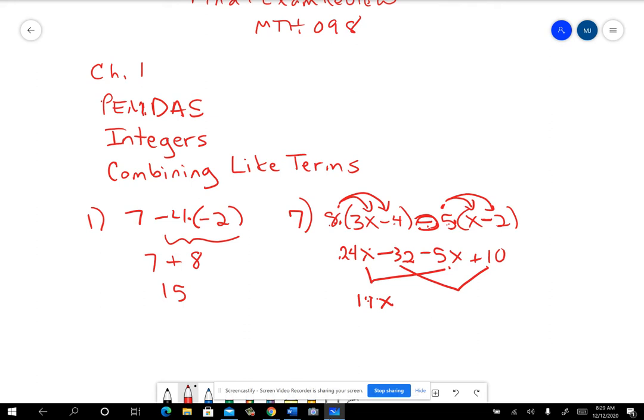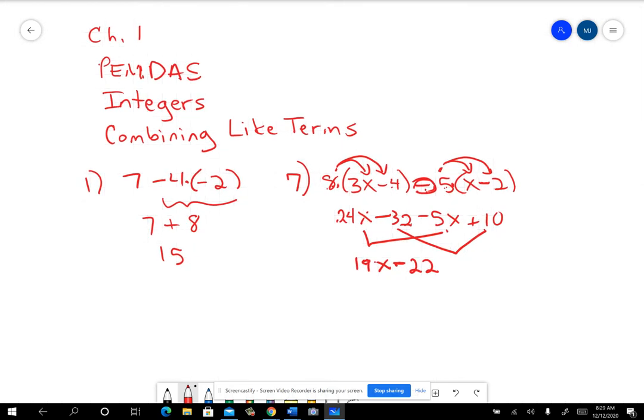Fix that. So that would be 19x. And then 10 from 32 would be 22. So that would be minus 22. So you got to watch your integers when you do that. Remember, you can use your calculator on that.